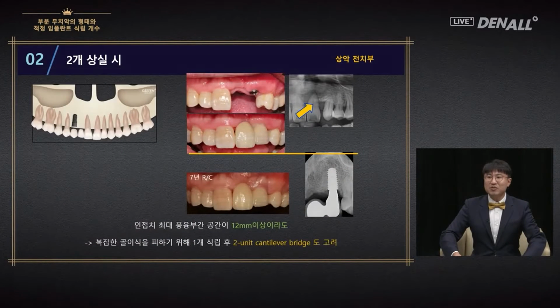Even if the distance with the height of contour of adjacent teeth is over 12 millimeter, you can place 1 implant and do a 2 unit cantilever bridge to avoid complicated bone graft. This has been well maintained for the last 7 years. You can see discoloration of adjacent teeth. If the space is 12 millimeter, place 2 implants, so that is more appropriate.